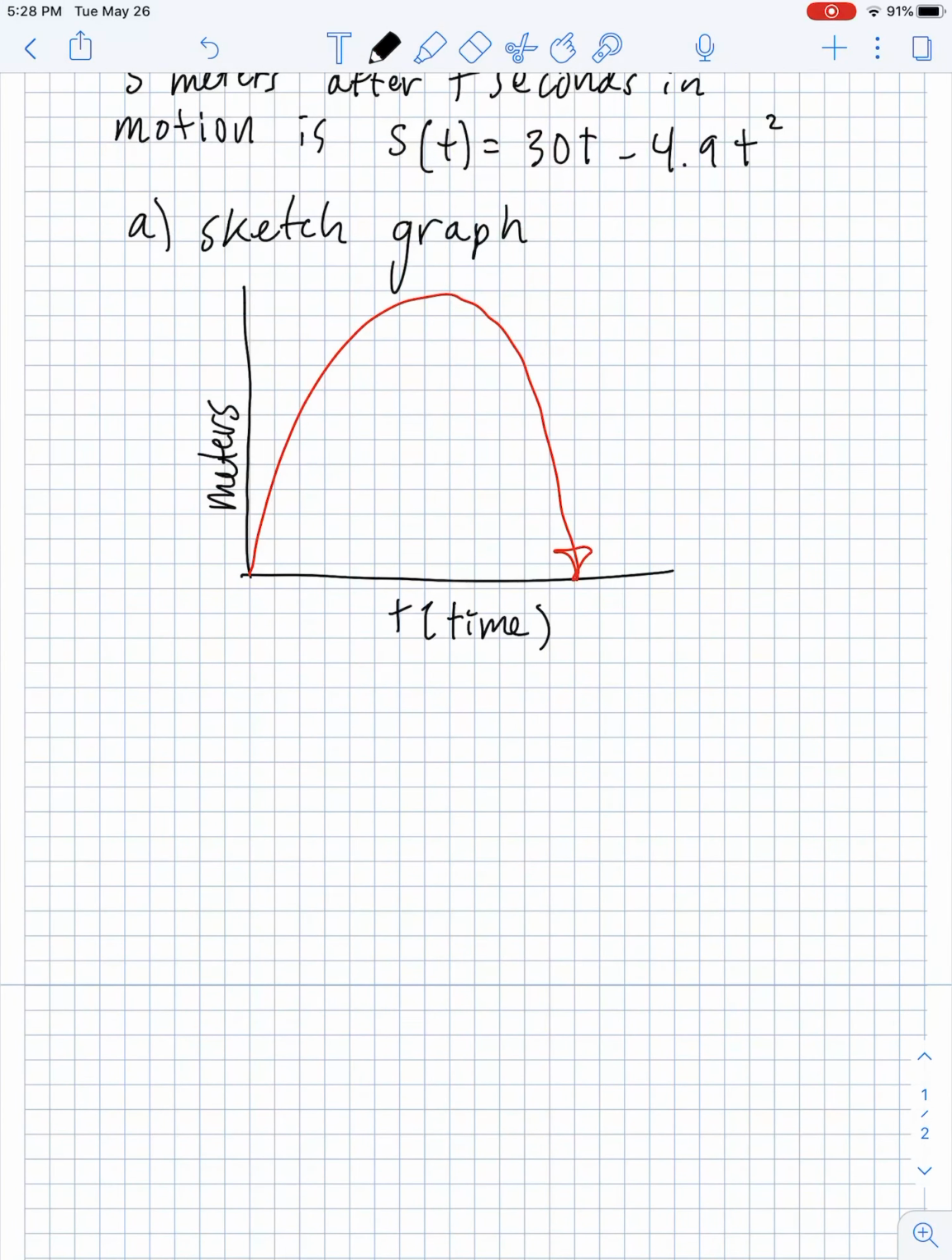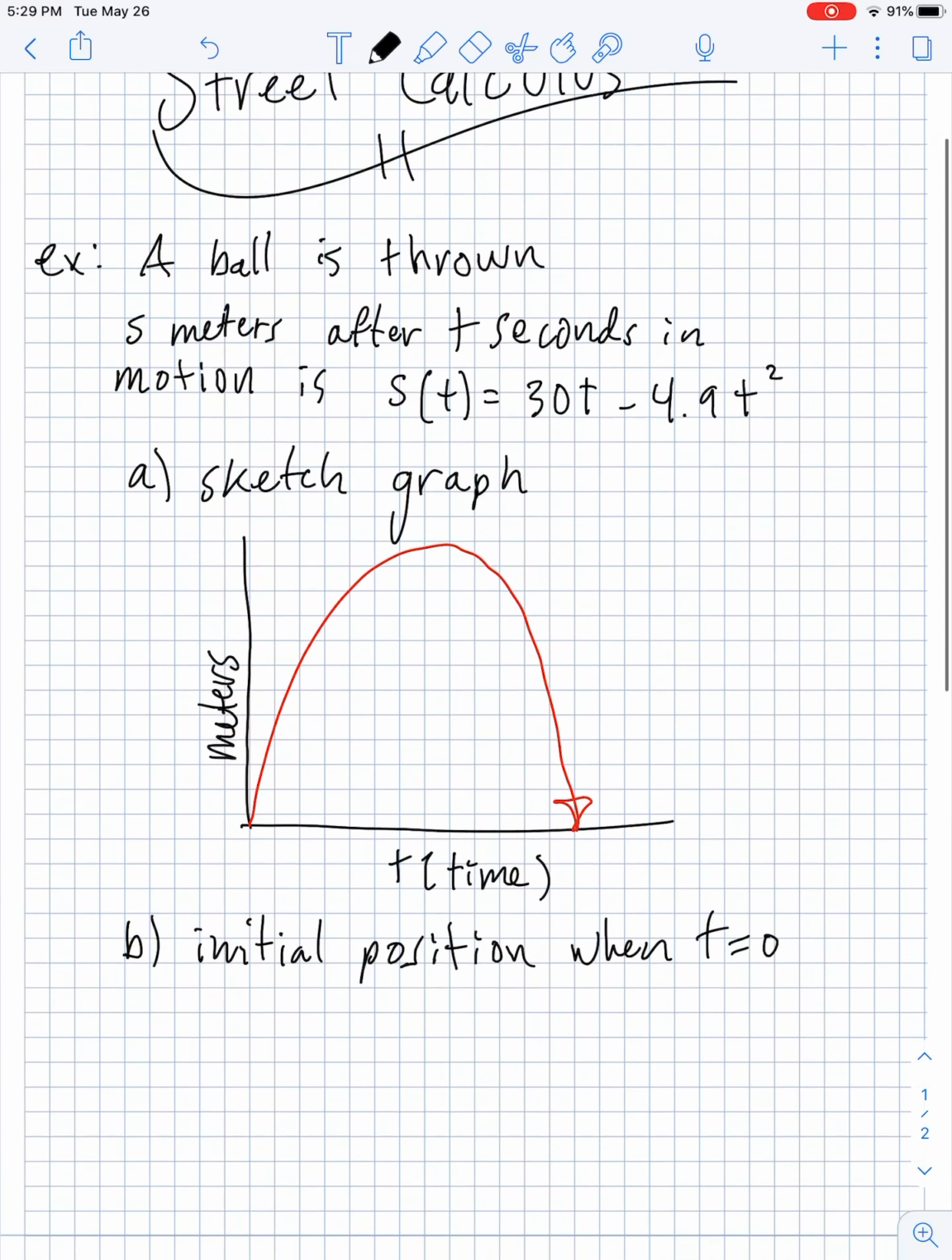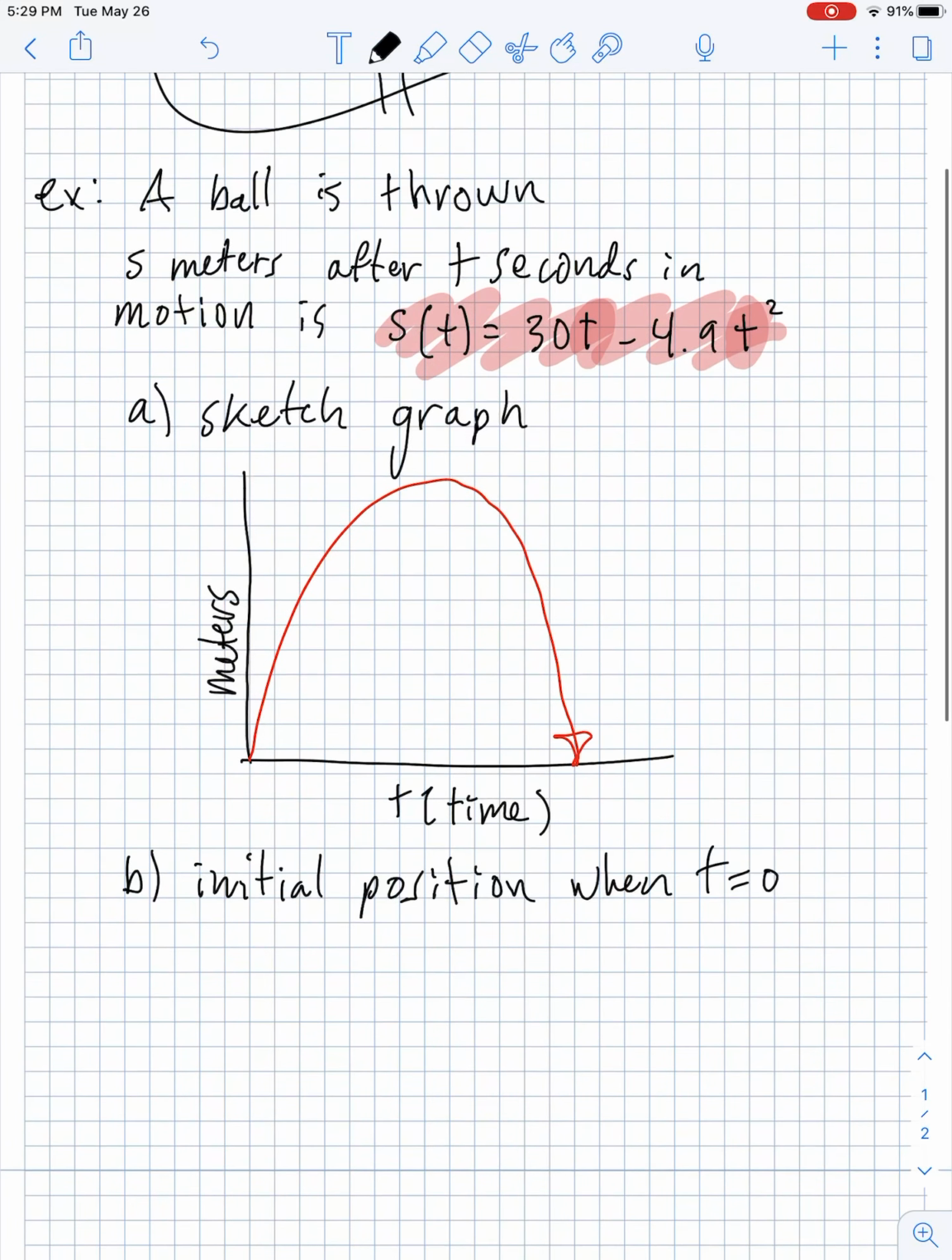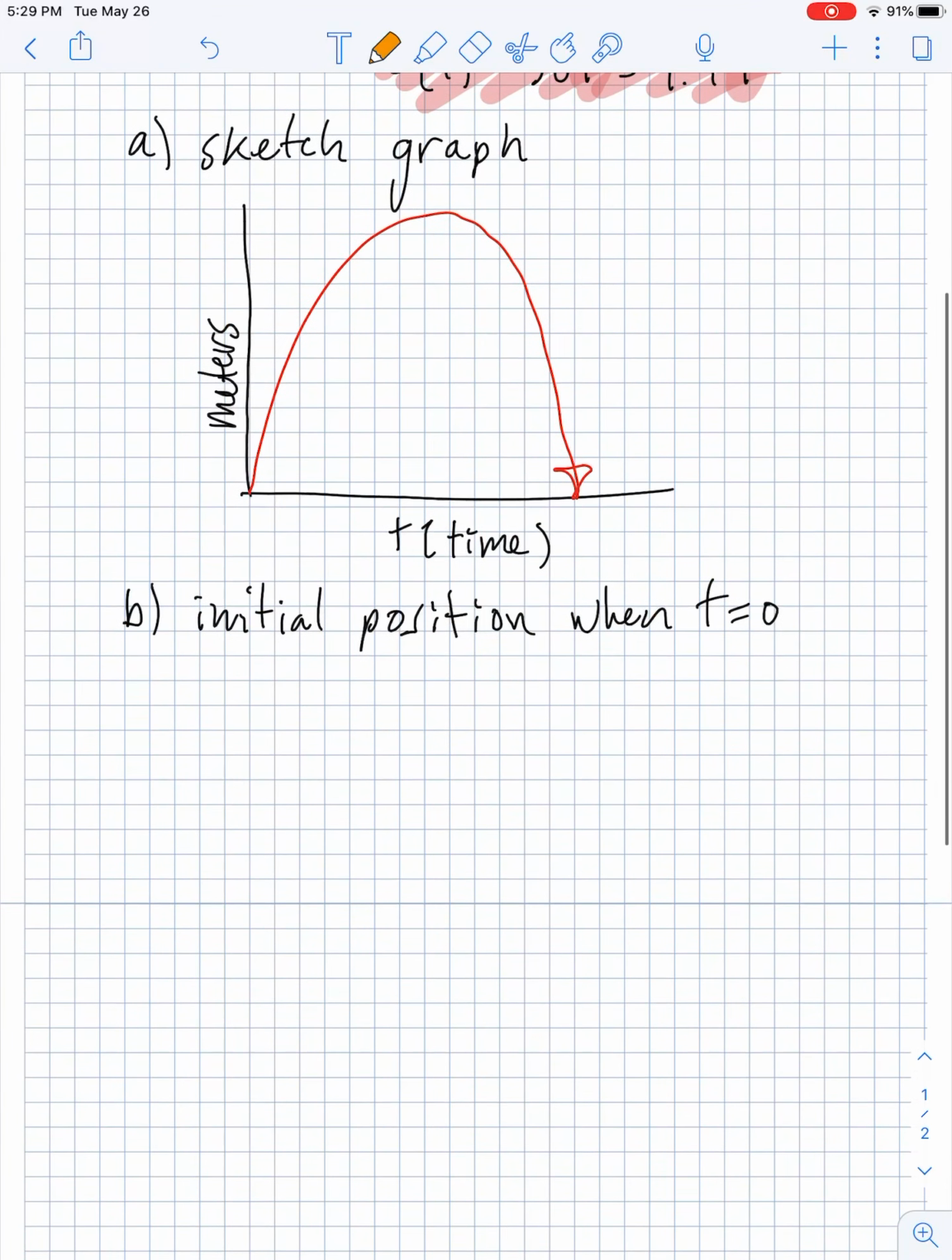Part B is what is the object's initial position when t is 0? So the initial position. The function is this guy right here. All you have to do is plug in 0 for both those t's. You can see very quickly that if you put in a 0 right here and a 0 right here, it's just going to cancel out both those terms. So s of 0 is equal to 0.